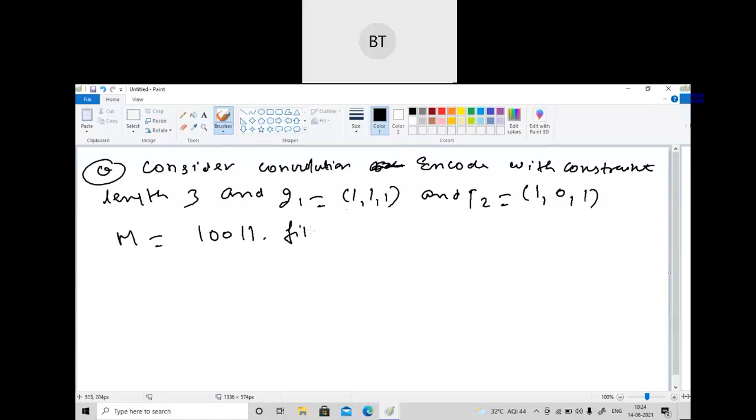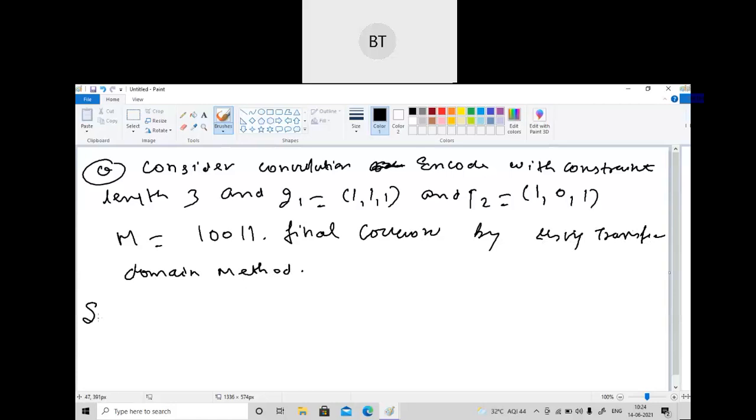So they are asking for the final code word by using this transfer domain method. So how to proceed? See, it is very simple. First of all, we will write the message signal. The message signal is given to us as 1, 0, 0, 1, 1.